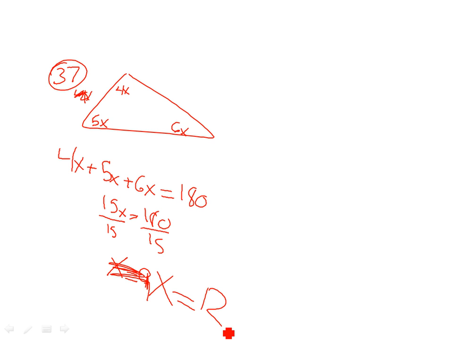No. You got to plug it back in. What's 4 times 12? 4 times 12 is 48 degrees. That's one of the angles. What's 5 times 12? 5 times 12 is 60 degrees. That's another angle. And then what's 6 times 12? 72 degrees.